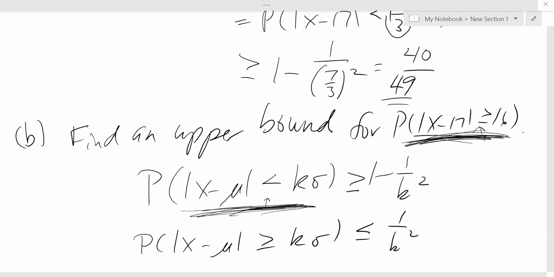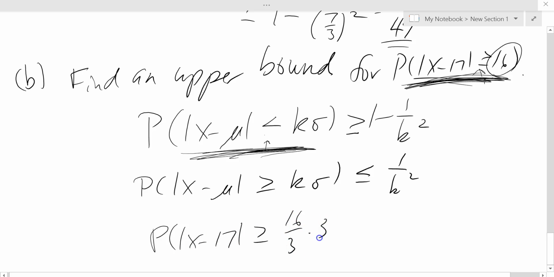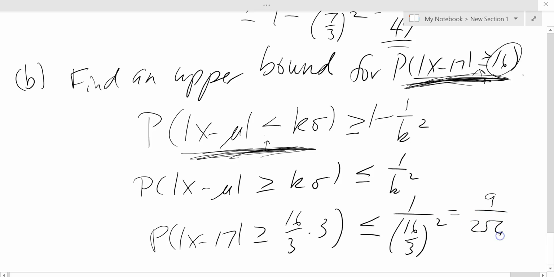All right. So for this particular problem, they've already set it up for you, right? What is k in this case? If you look at your 16, what does the k have to be? 16 over 3, right? So the probability that absolute value of x minus 17 is greater than or equal to 16 over 3 times 3 is less than or equal to 1 over 16 over 3 squared, which is 9/256.